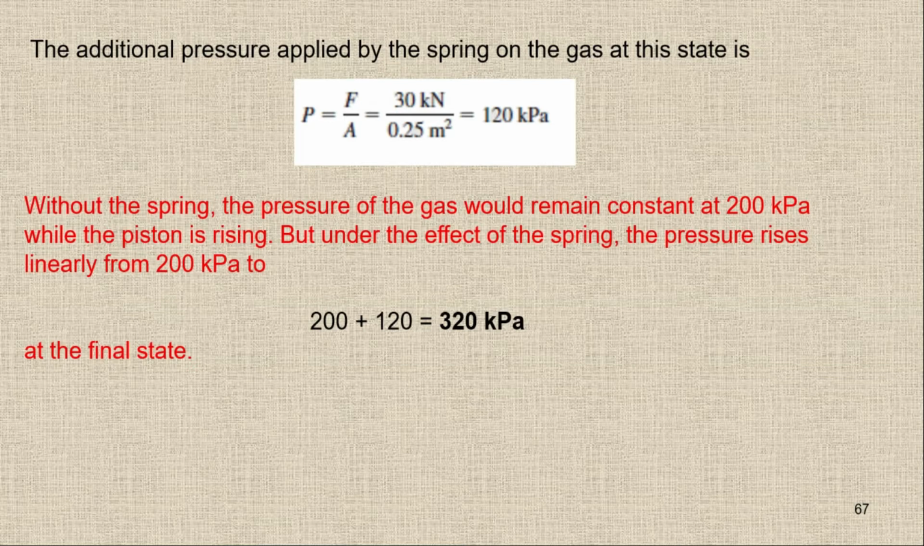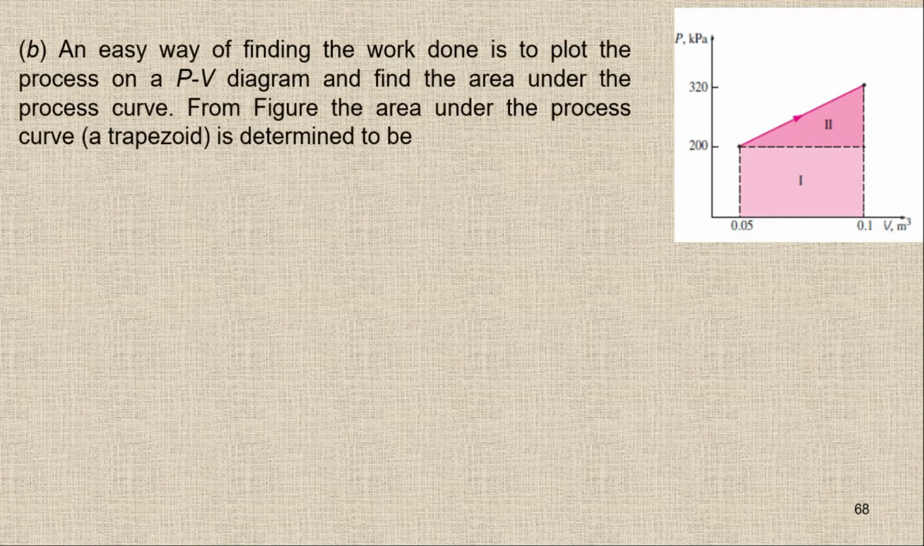Now in part B, he is asking to find the boundary work. Here we have a PV diagram, and this is state 1, and we have state number 2 somewhere here. How can we find the boundary work? The boundary work is simply the area under the curve on a PV diagram.